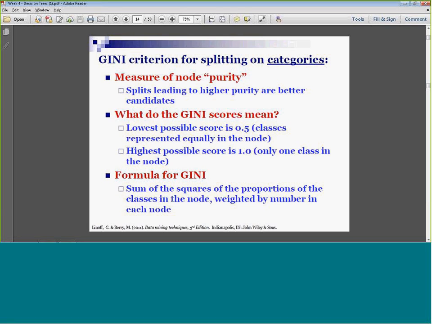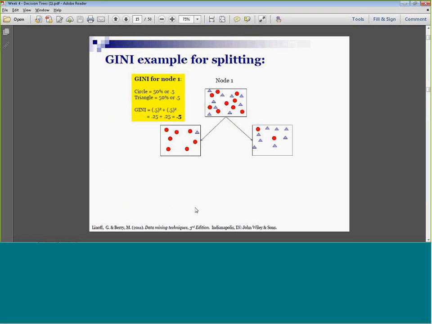So we're considering one. What do we say? What if I made that split? I would get the sum of the squares of the proportions in the classes for each of the nodes, and then I would weight those by the number in each node. So let's go back to this one. We are considering some value of some variable that splits our data thusly. It puts 7 of the 9 circles over here with one triangle. It puts 8 of the 9 triangles over here with the other 2 circles.